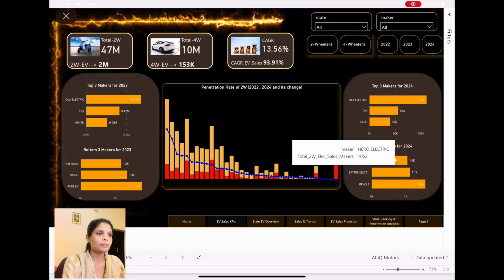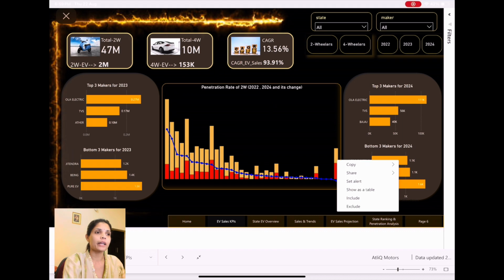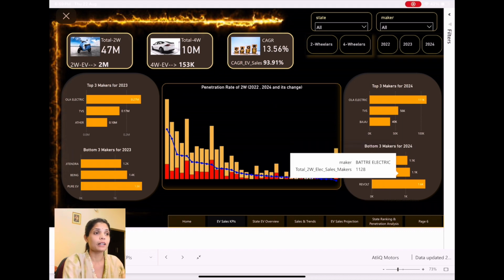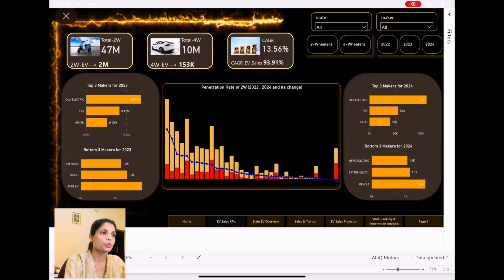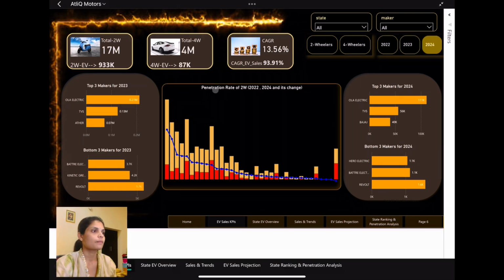Coming to the bottom performers, brands like Hero Electric and Battery Electric struggled, with Hero Electric sales falling to just 1,052 units in 2024. This could mean they need to rethink their market strategy or focus on specific target markets to boost their sales.